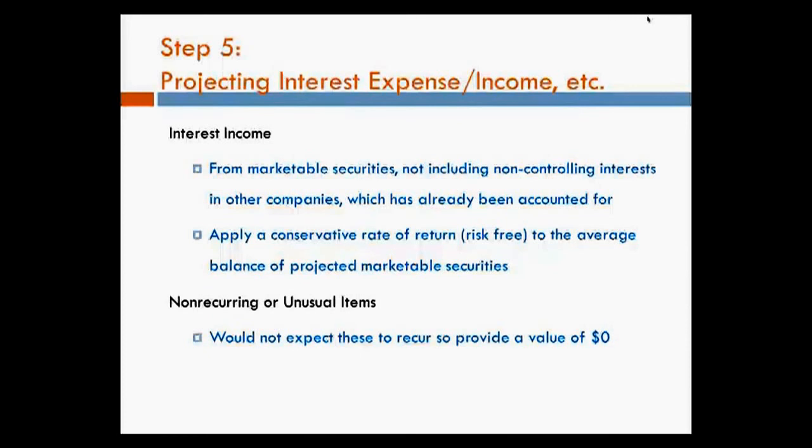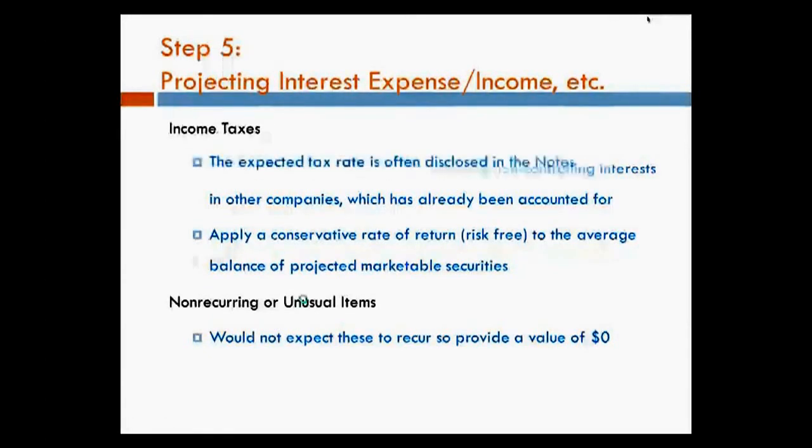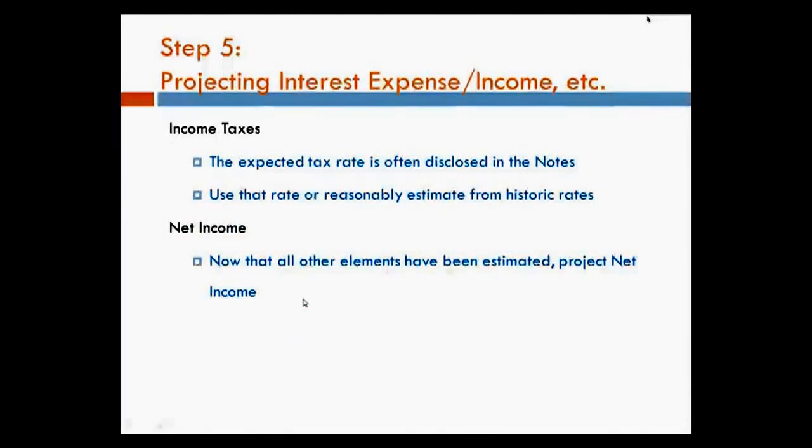Any non-recurring or unusual items, hopefully this isn't a surprise, make them 0 because you don't expect them to recur. And you've probably taken them out of your historical information before you've even come here. Taxes. In the notes, it should show what the tax rate is that you expect to pay.